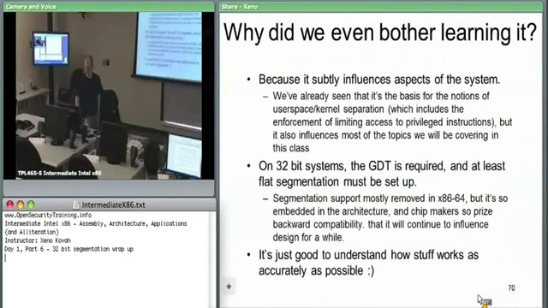All right, and like it says here, it's good to know how stuff works in as much detail as possible. The key thing is, segmentation is required. The GDT is required. You always must have these segments, at least to that base level of 0 to FFFF.